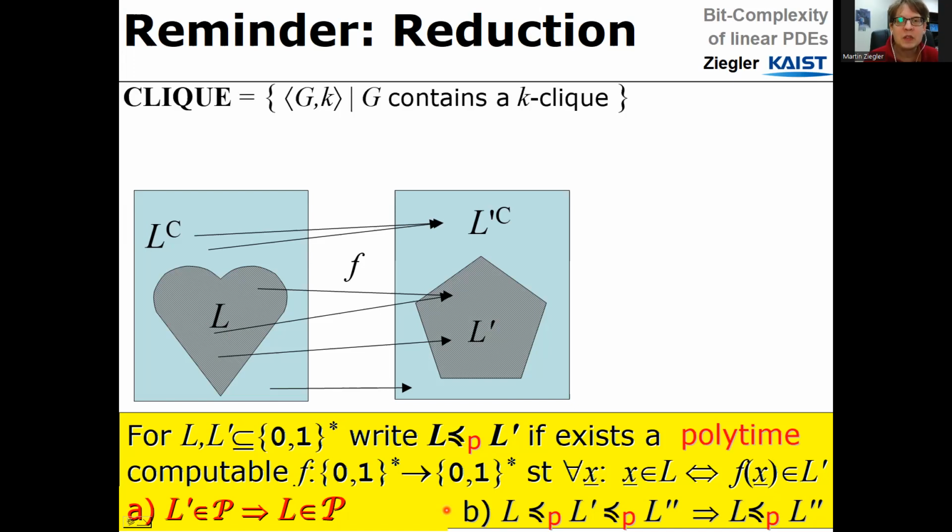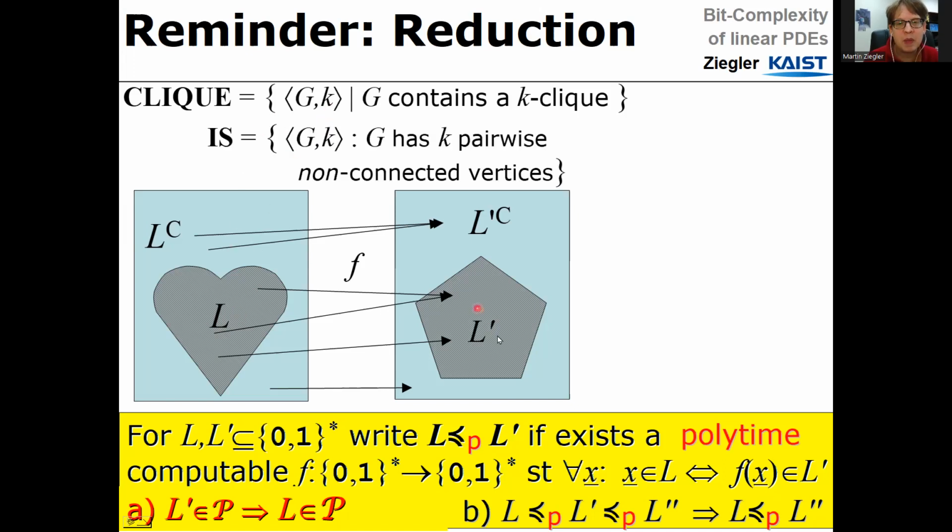So let me give you some example of a reduction. First, we consider the clique problem. The clique problem is a decision problem on graphs. Input is a graph and an integer k encoded in binary, and the decision problem asks whether or not this graph contains a k-clique, a complete subgraph of k vertices. So that's a decision problem. Imagine this to be the L here, the set of all encodings of graphs combined with a binary encoding of an integer k.